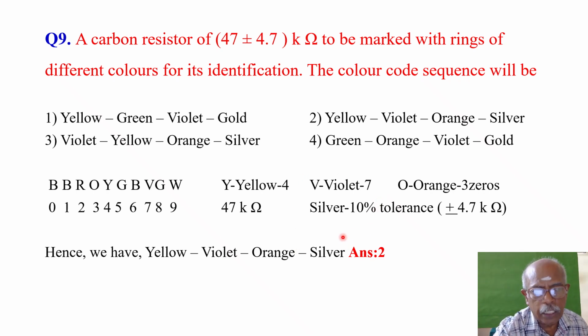So in that sense, the correct answer is yellow, violet, orange, and silver. So hence we have yellow, violet, orange, and silver. Option 2 is the right answer. So you must be able to identify the resistors that you are actually using in our lab itself.